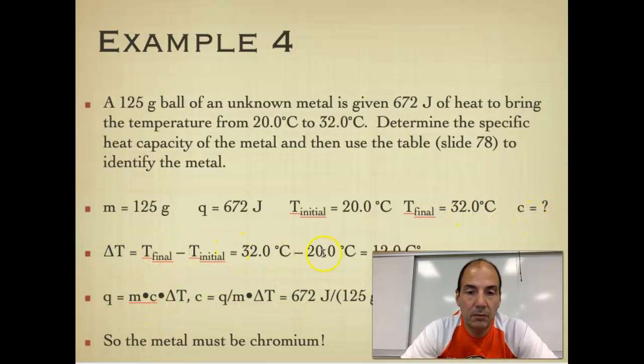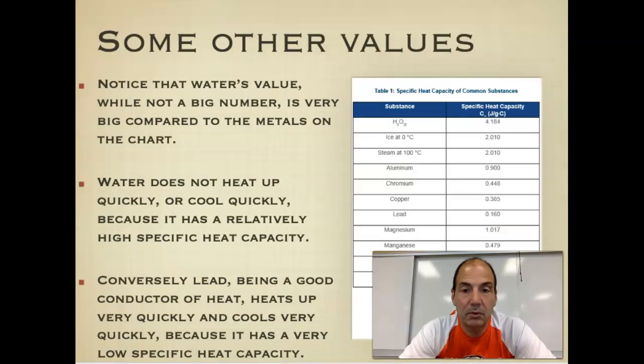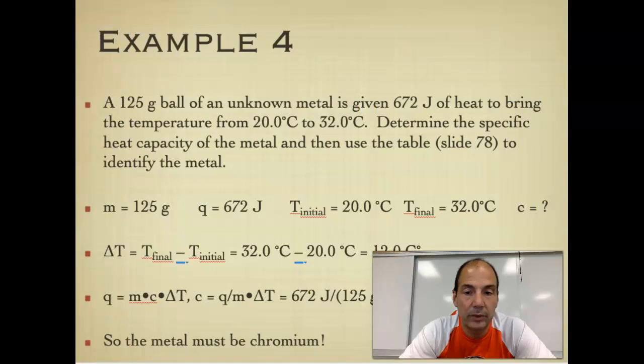My equation for change in temperature tells me that the change in temperature is 12 degrees, which I could have figured out just by looking. But yeah, Q equals M times C times delta T. So C would equal Q divided by M times delta T. So I'm going to take the Q, the 672 joules, divide by the mass, 125, and multiply the mass by 12. And so when I do that, I get a specific heat of 0.448. And now I go back to that table, 0.448. What do you know? Our unknown must be chromium.